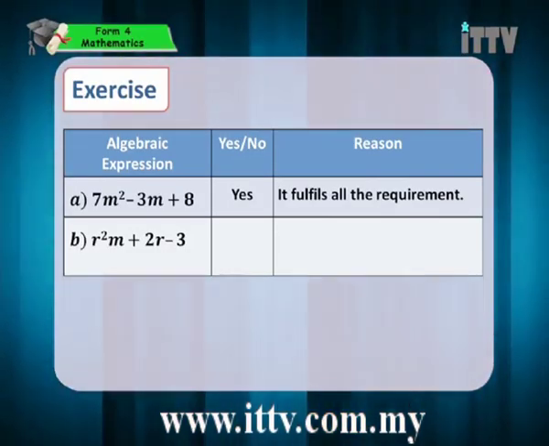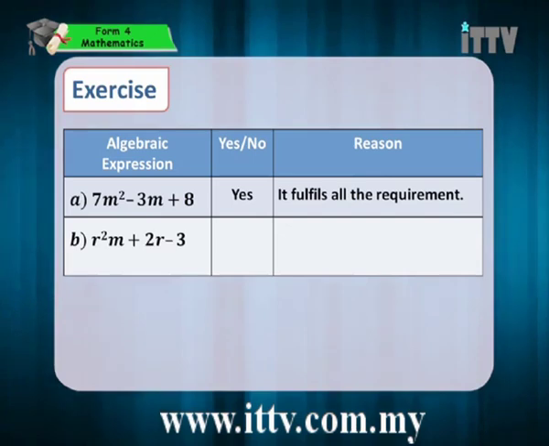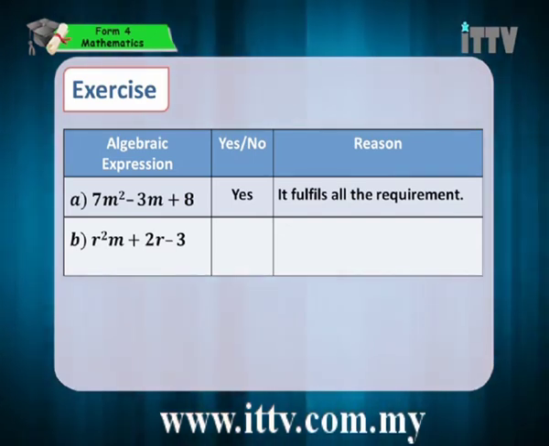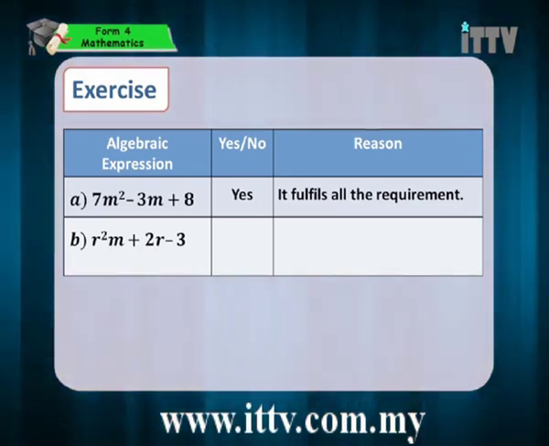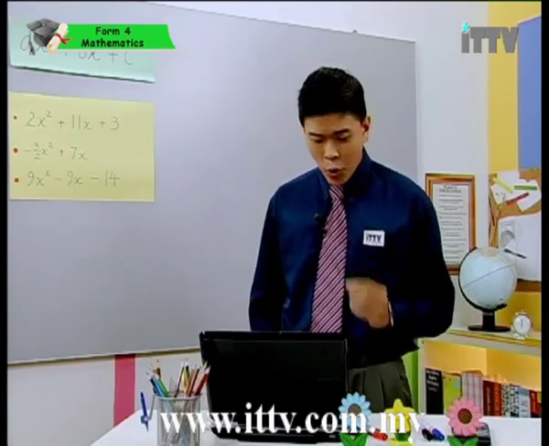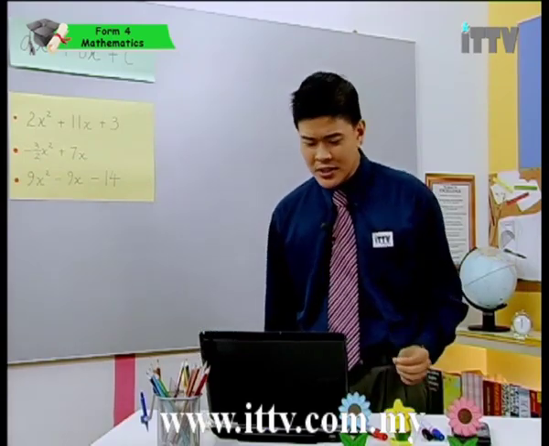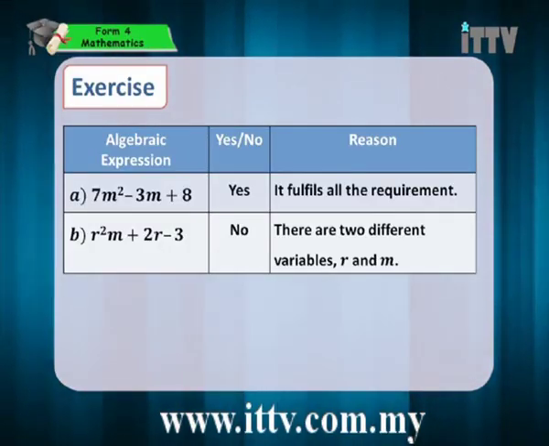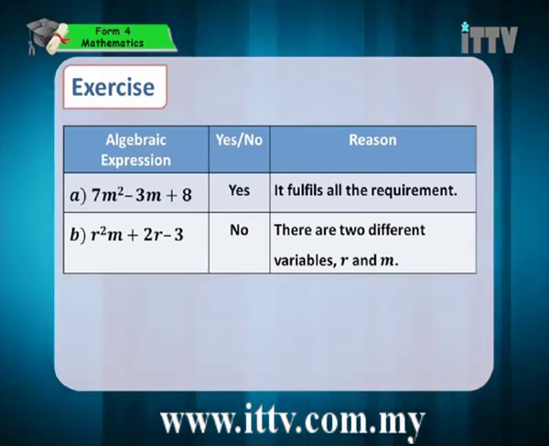Alright, now in B, is the expression r squared m plus 2r minus 3 a quadratic expression or not? Answer? No. What is the reason? State it clearly. Although there is a square, but one look, there are two variables, r and m, and because they are different, it is not called a quadratic expression in one unknown.